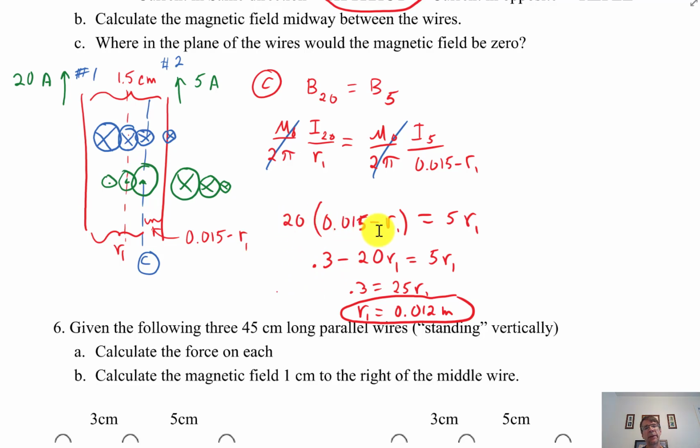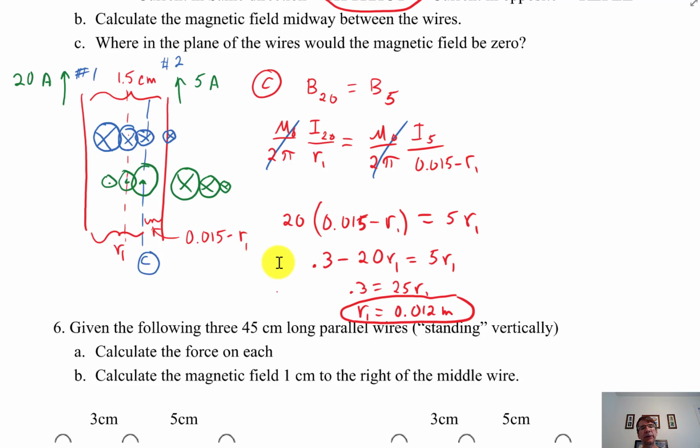Distributing, 20 times negative R1 is minus 20 R1 equals 5 R sub 1. Add the 20 to both sides, you get 0.3 equals 25 R sub 1. R sub 1, the distance from wire number 1, is 0.012 meters.